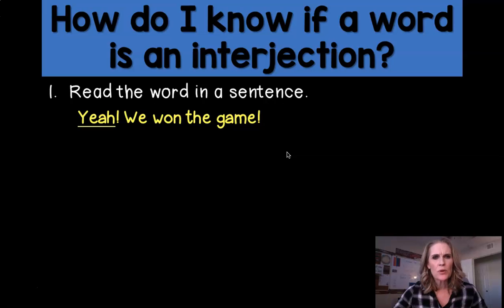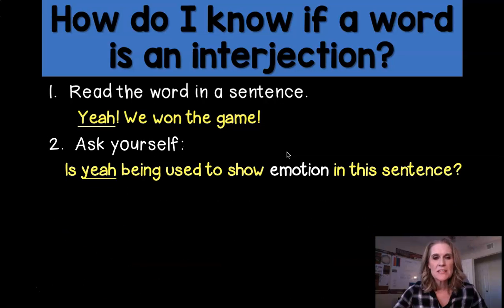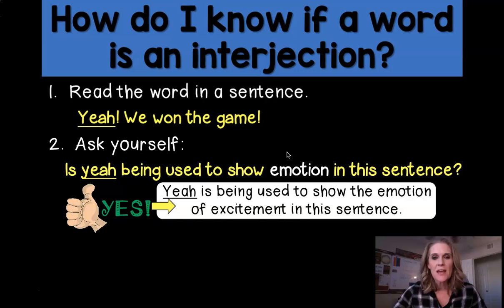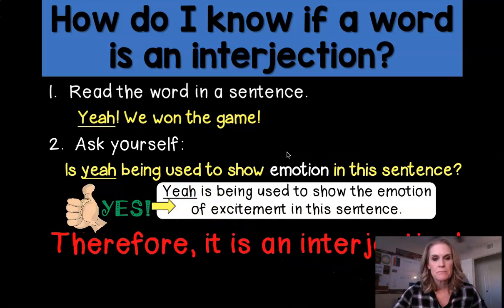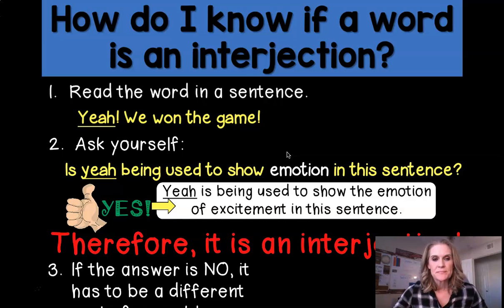How do I know if a word is an interjection? Read the word in a sentence. Yay, we won the game. Ask yourself, is yay being used to show emotion in this sentence? Yes, yay is being used to show the emotion of excitement in this sentence. Therefore, it's an interjection. If the answer is no, it has to be a different part of speech.